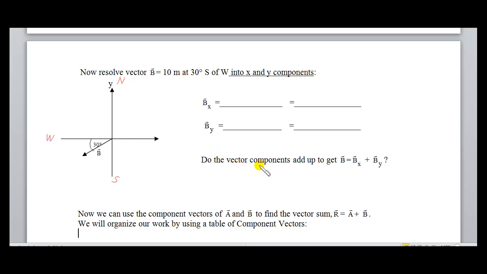And then to check to see if they really do add up vectorially to vector b, you can use the Pythagorean theorem, because what we will have here is a little right triangle. So push that pause button, and we'll come back and compare results.